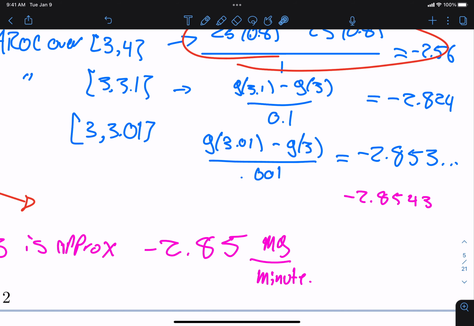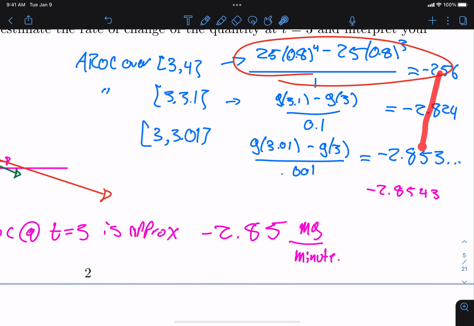I'm looking not just at the numbers, but at the difference between these numbers, as I'm looking for the pattern of what it's getting close to. Okay? That's a great question.